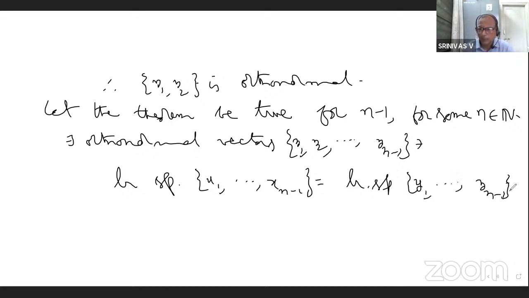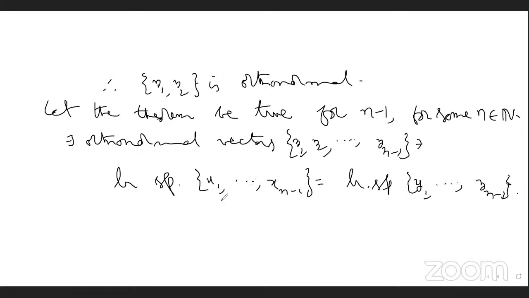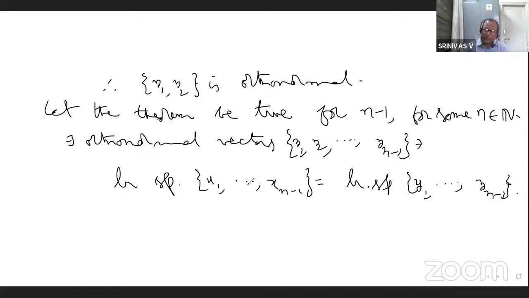We assume the theorem for n minus 1. What does the theorem say? It says that if you have n linearly independent vectors, you have n orthonormal vectors so that the linear spans of them are identical. We are assuming the theorem for n minus 1, so you have to replace n by n minus 1. This is true by assumption.